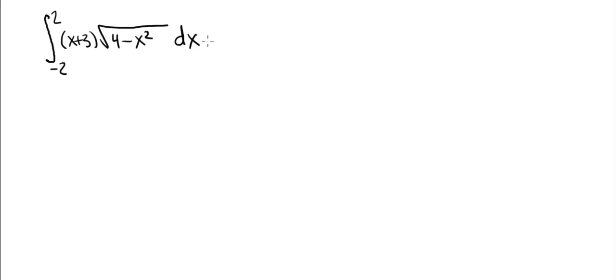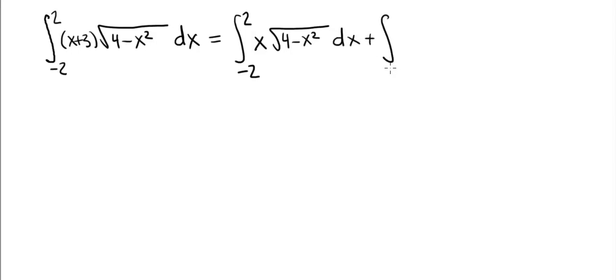eliminate all the x's and you will not be able to express the resulting integral in terms of just one variable u. So instead we're going to break this integral up into the sum of two integrals. The first one will be the integral from minus 2 to 2 of x times the square root of 4 minus x squared, and the second integral will be the integral from minus 2 to 2 of 3 times the square root of 4 minus x squared.